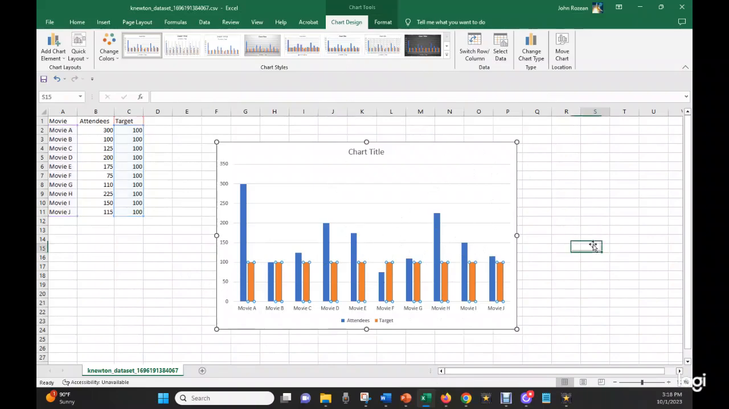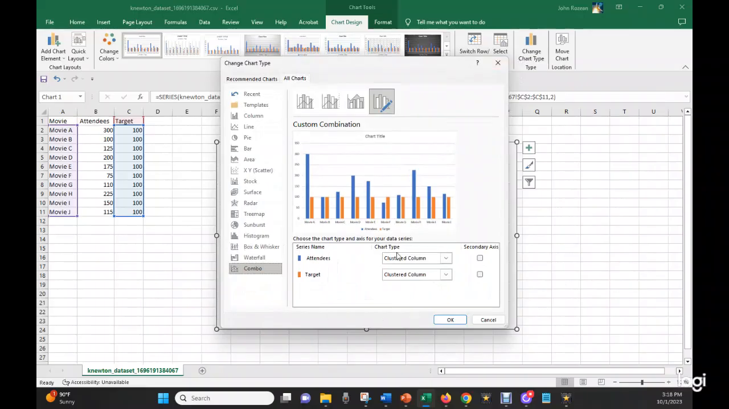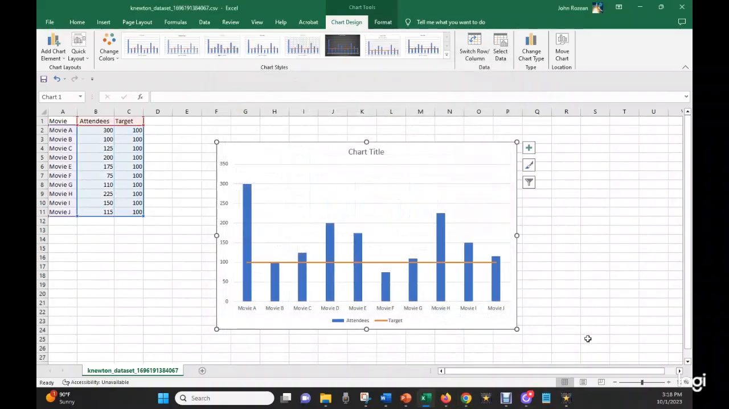So we notice I clicked on the target, which was 100. Now let's go over here to chart design and change chart type. If I go down here to combo, I can change the target, which is in orange here, to a line graph. Now let's take a look at what we have. So now we have our target here of 100 movies.